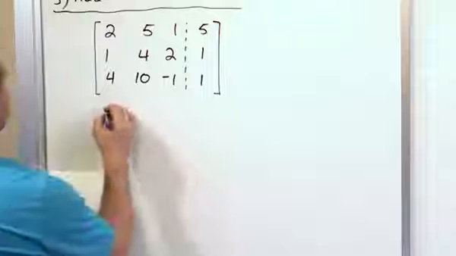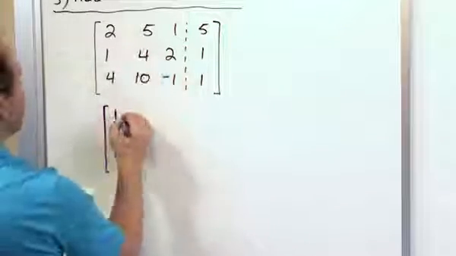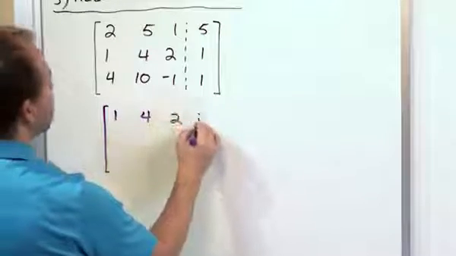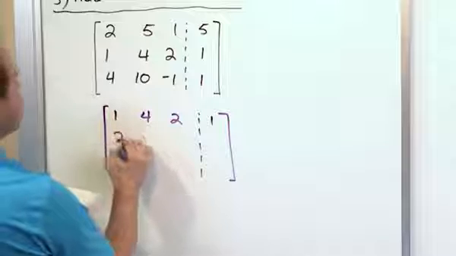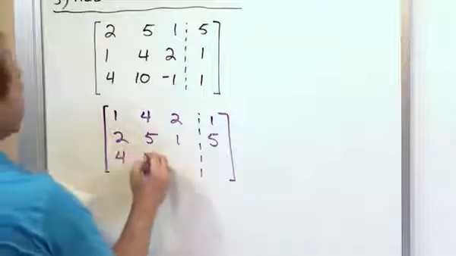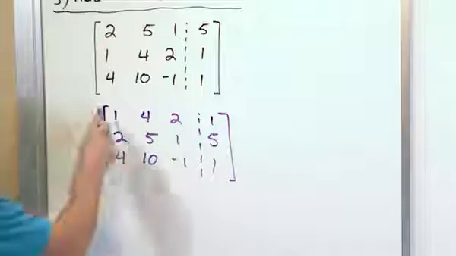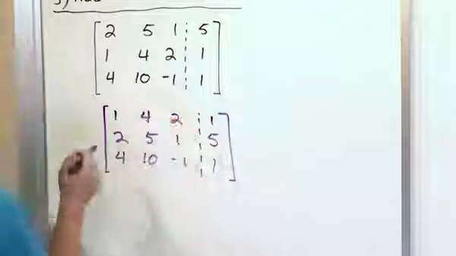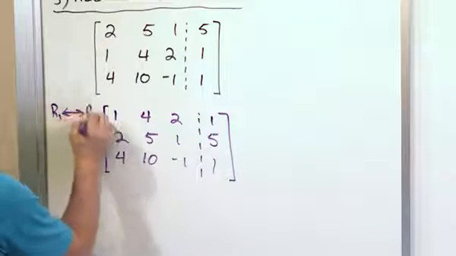So I'm going to draw a new matrix underneath it. I'm going to take this row and put it on top: 1, 4, 2, 1. This row, I'm going to swap it and put it in the middle: 2, 5, 1, 5. And this one, I'm going to put 4, 10, -1, and 1. And it's very, very important for you to write a note to yourself about what you did to get from this matrix to this one. So I'm going to write row 1 with a double arrow, row 2.